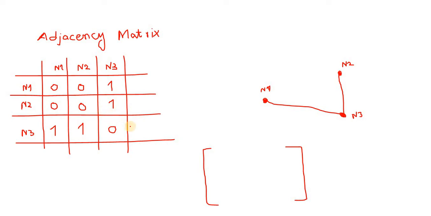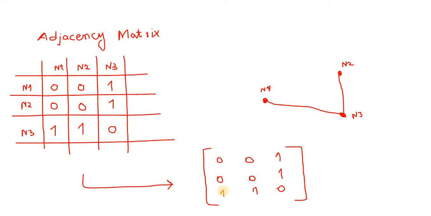And when you represent it in actual matrix form, it will be like this: 0, 0, 1, 0, 0, 1, 1, 1, 0. So this is your matrix representation of the adjacency.